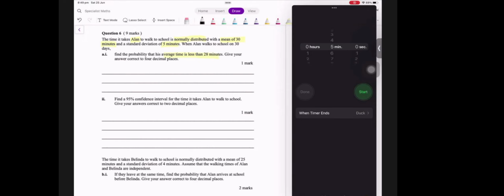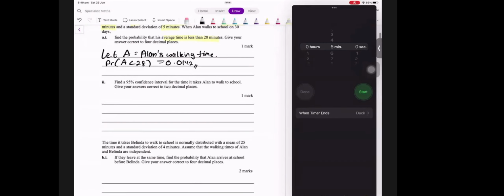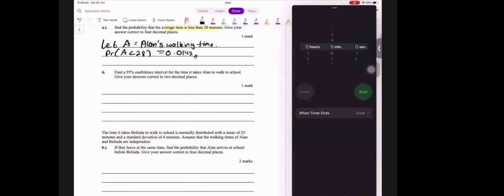Let's say A equals Alan's walking time. So we're looking at the probability that A is less than 28. Just put this straight into your CAS. To 4 decimal places, 0.0142 should be our answer. I'm looking at this because I've done these questions prior to this, and I checked these as well, so these are fine.